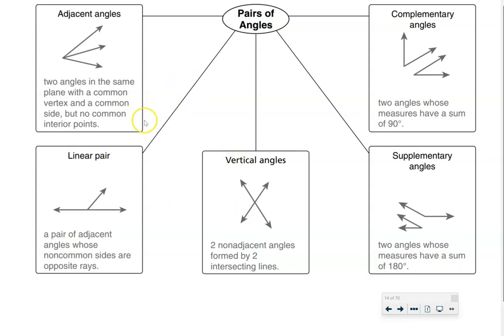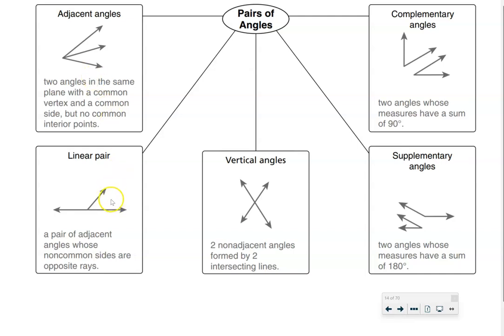So you've got adjacent angles: two angles in the same plane with a common vertex and a common side, but no common interior points. So they have a common side right here in the middle. They have a common vertex where they meet, right? But they have no common interior points. So here's one angle right here, and here's the other angle right here, right? And they're adjacent. They're right next to each other, okay?